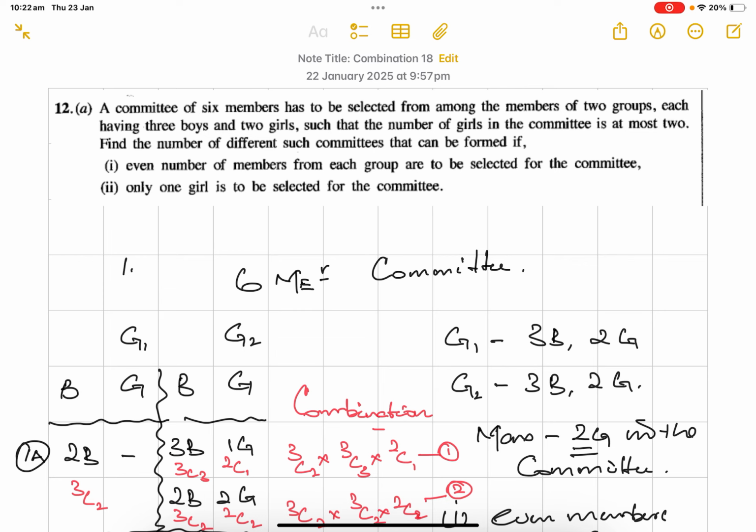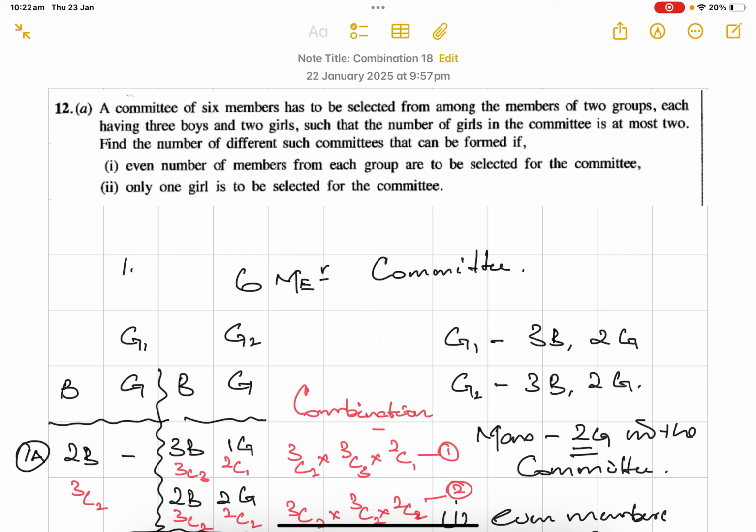Now the past question and combination statistics. Part of past question. A committee of 6 members has to be selected from among the members of 2 groups, each having 3 boys and 2 girls. So identical groups, 3 boys and 2 girls, such that the number of girls in the committee is at most 2. So the maximum number of girls in the committee must be 2, or is 0, 1 or 2.